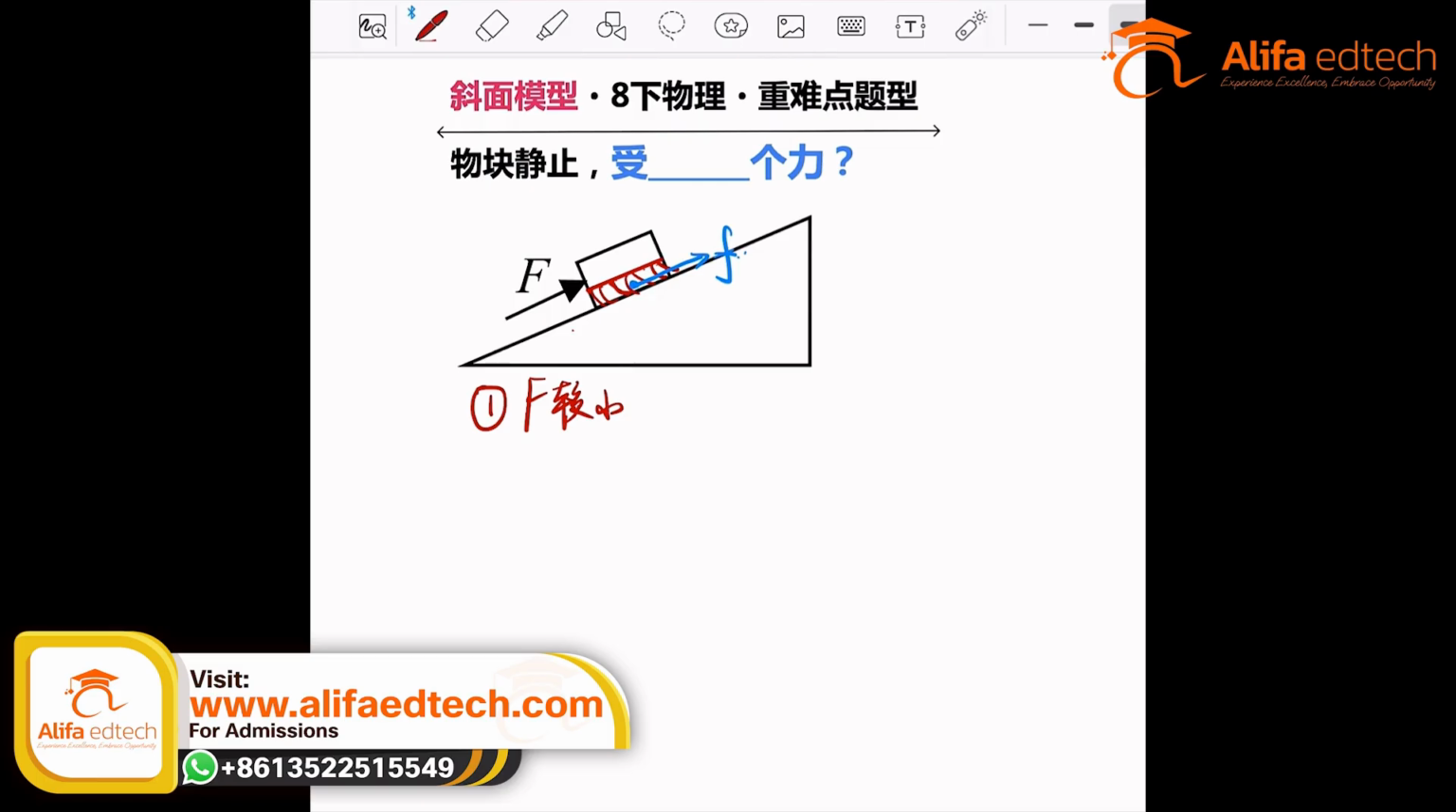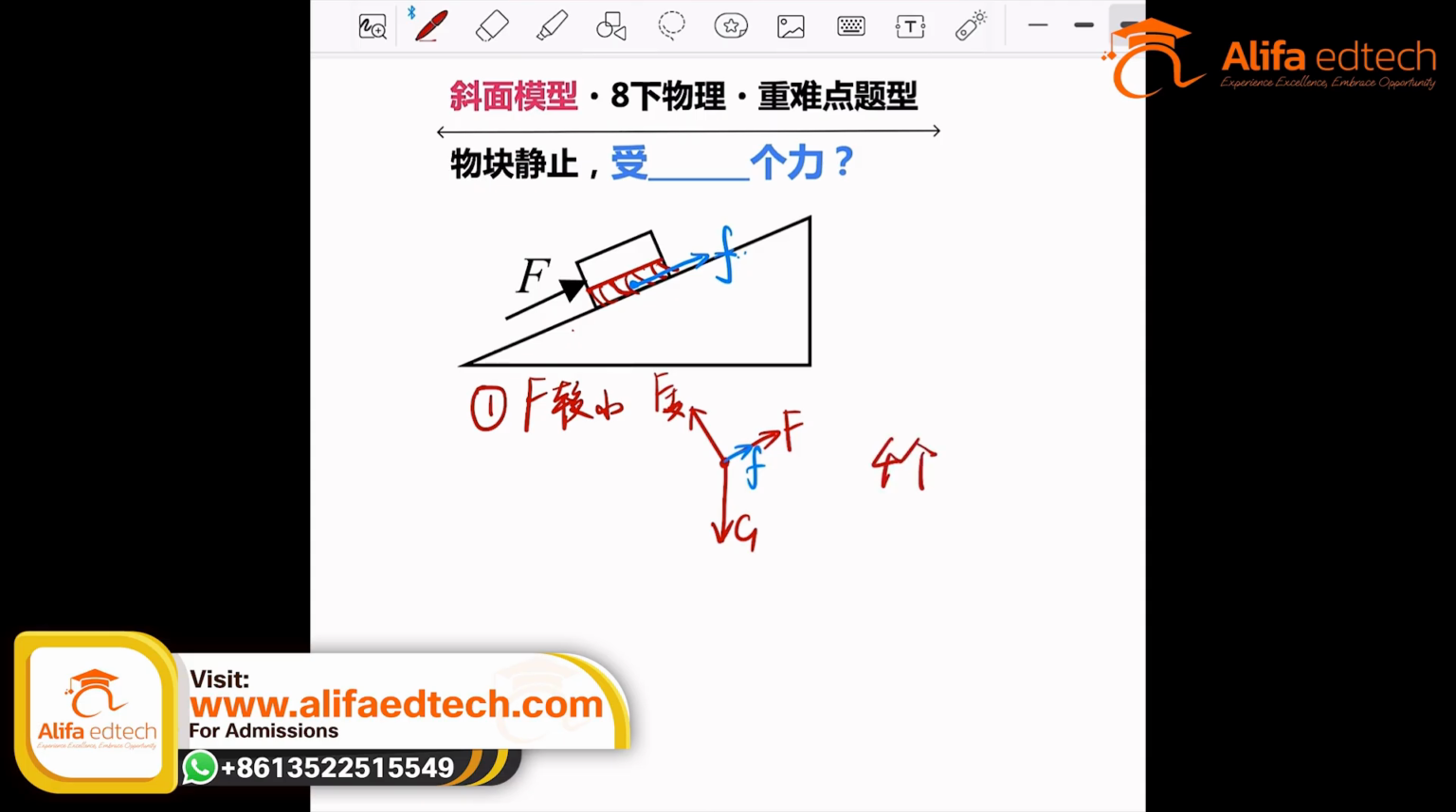Okay, so let's draw a free body diagram for this situation. Here's the block. It's subject to downward gravity, a normal force perpendicular to the slope, and the known pushing force upwards along the slope. Based on our analysis, the friction at this point should be upwards along the slope. So let's count the forces. In total, it should be subject to 4 forces, right?